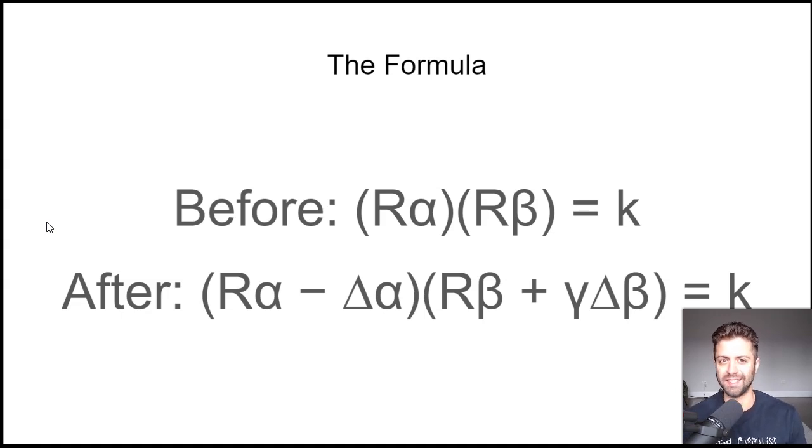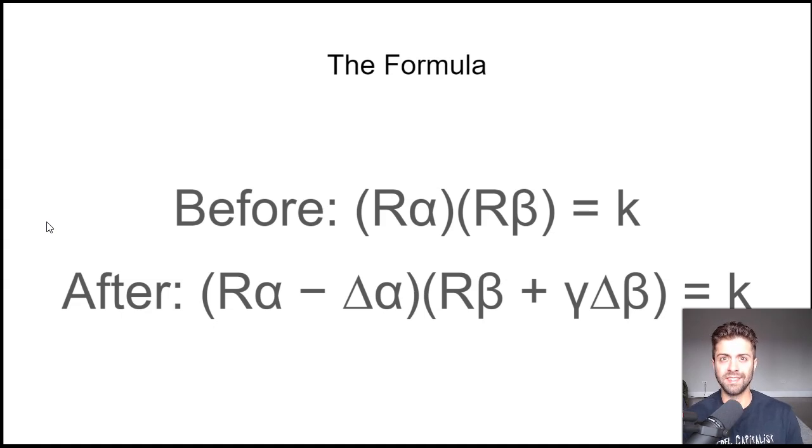The formula is pretty simple. Let's say I have a regular pair on an automated market maker, for example the Hex USDC pair, the Hex ETH pair, or any other pair I want to trade in, like the Hex Bitcoin pair, if there is one. The formula before anything ever happens is that the reserves of coin A times the reserves of coin B are equal to a constant called K. This is the constant product in the constant product market.